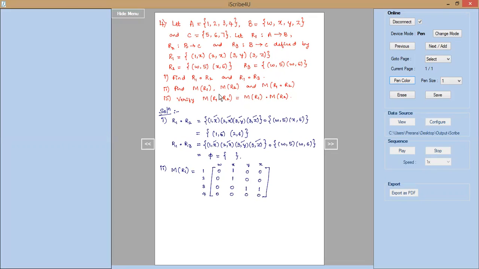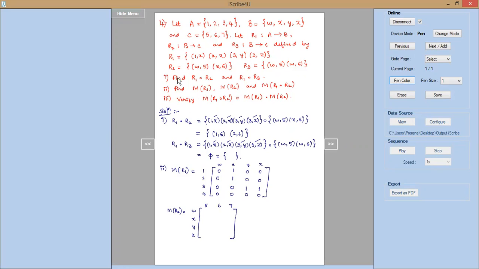Similarly, we have to write down matrix R2. So M of R2 is equal to, R2 is a relation from B to C. B has the elements W, X, Y, Z, which we will represent across rows, and C has 3 elements, 5, 6, 7, which we need to represent column wise. So W, X, Y, Z across rows, and across columns the elements of set C, so 5, 6, 7. So the resultant matrix will be a 4 cross 3 matrix.